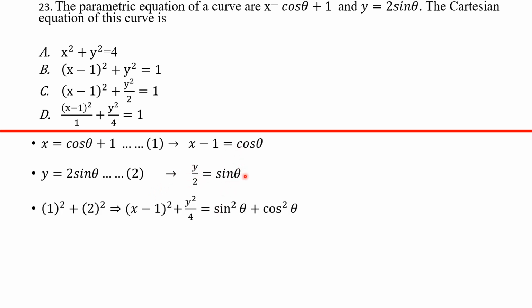When we square the two equations and add, cos squared will add up with sine squared, x minus 1 all squared will add up with y over 2 all squared. So you have this down here. So you realize how we simplify. We have x minus 1 all squared plus y squared over 4 equals 1. And our answer is D.